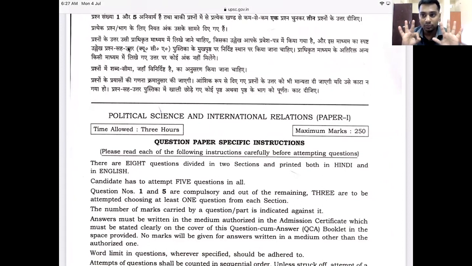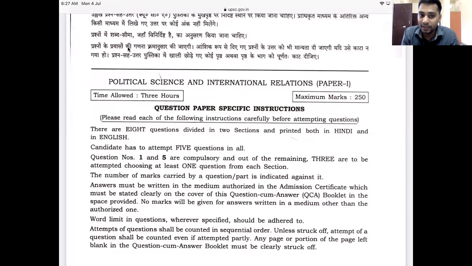And then there will be 8 questions that they will ask you to write. Overall, there will be 8 questions, and out of those 8, you have to write 5 questions. Out of 8, you have to choose and write 5. Now, what is the other UPSC instruction? The candidate has to answer 5 questions out of the 8, and the first question in every section is compulsory. Question 1 and question 5 are compulsory, which means you have to write them at any cost. So out of 8, you will be writing 5. In those 5, question number 1 and question number 5 are compulsory.